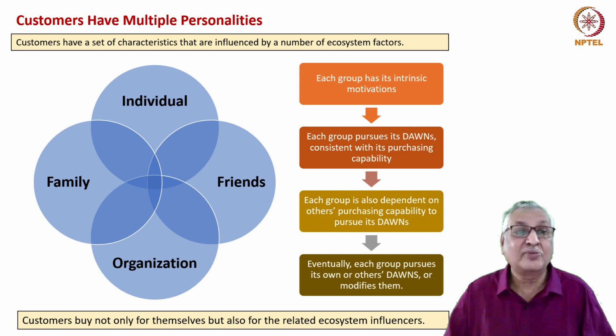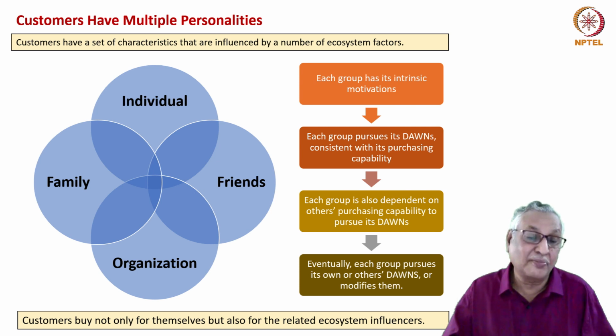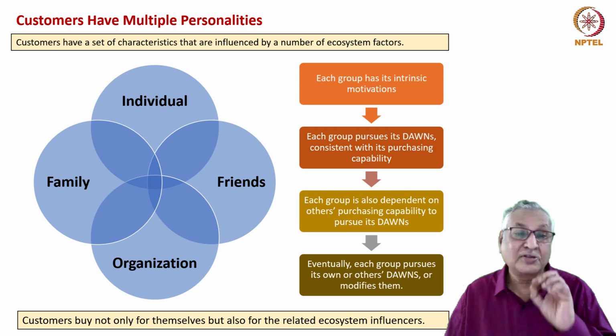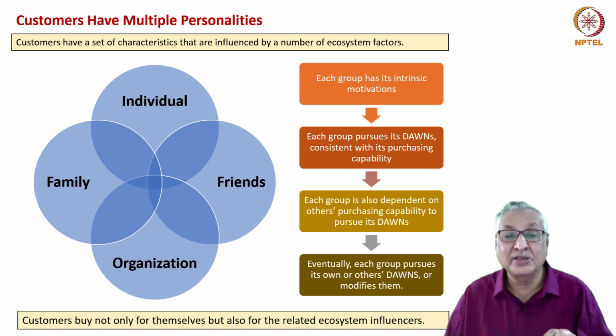And customers have multiple perspectives, and customers are influenced by a number of ecosystem factors. The customers are individuals in their own right. They have their friends. They are influenced by the family, both in the upbringing as well as in the Dawn profile, and they also are parts of an organization. It could be a social organization or a business organization where they're working. And each group has its intrinsic motivations. The motivation of the individual could be different from the motivation of the family. The family may like to save the money, an individual may like to spend the money.